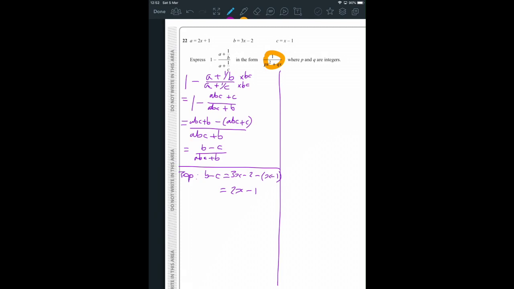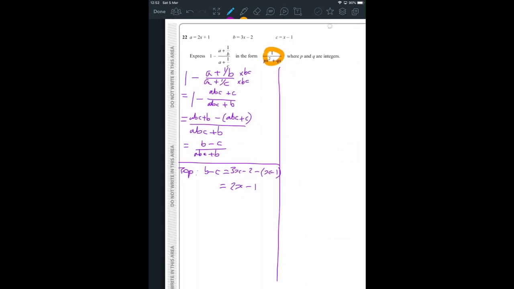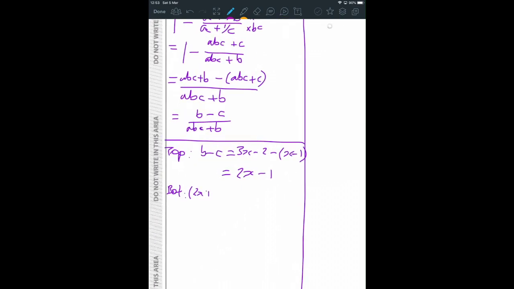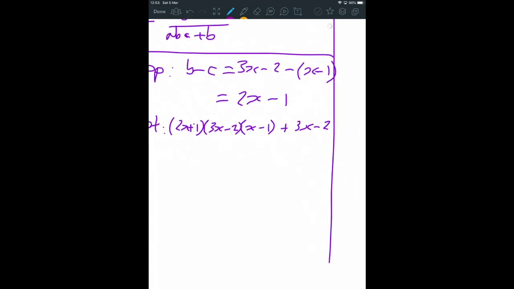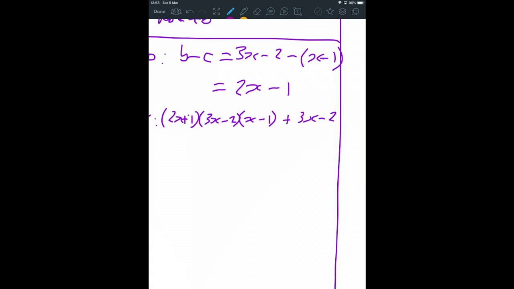The denominator is going to be much less pleasant because we're going to have a triple bracket in the denominator. And I realise I probably don't have a huge amount of space here to do a triple bracket. So the denominator is 2x plus 1 for A, 3x minus 2 for B, x minus 1 for C, and they're adding on an extra 3x minus 2. I'm just going to double check I've quoted each of those correctly. Yeah. Triple bracket, we have to expand 2 at a time and then incorporate the last.